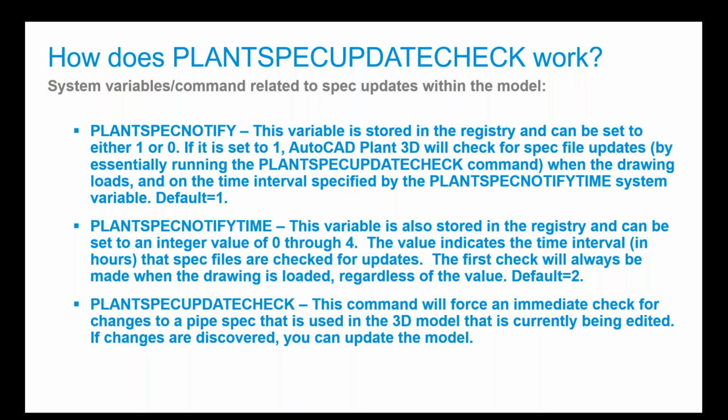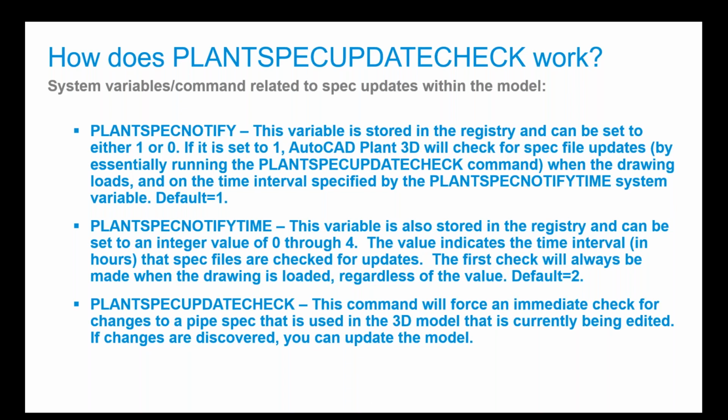And finally, the plan spec update check command itself. This command, as I've been repeating in this slide, will force an immediate check for changes to the pipe spec that is used in the 3D model, and it will automatically update those changes into your project and make sure the model properties that were updated in the spec are updated back to your 3D model as well, the 3D model that's associated with your plan 3D drawing. Okay, so if changes are discovered, then you can obviously update the plan 3D model with the spec update changes that you have done. Now, on to the next slide.